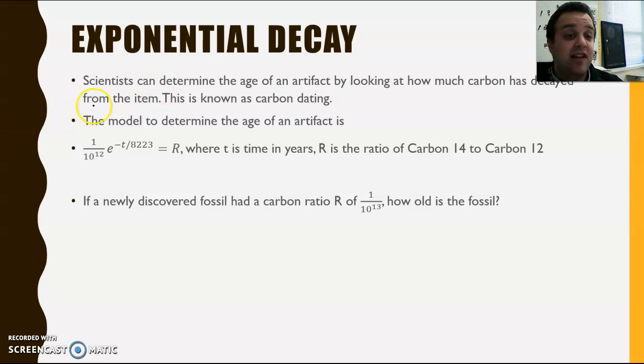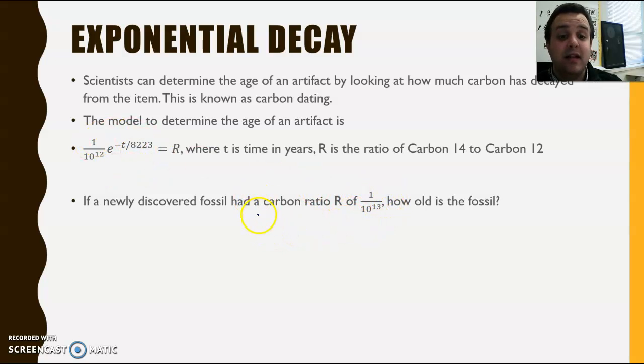So, one example of exponential decay is actually by what's called the half-life of something and doing a method called carbon dating, all right? So scientists can determine the age of an artifact by looking at how much carbon has decayed from the item. This is known as carbon dating. The model to determine the age of an artifact is 1 over 10 to the 12th e to the negative t over a constant equals r, where t is time in years, and r is the ratio of carbon-14 to carbon-12. If a newly discovered fossil has a carbon ratio of 1 over 10 to the 13th, how old is the fossil, okay? So we want to figure out, using this equation, how old the fossil is if r is equal to this.